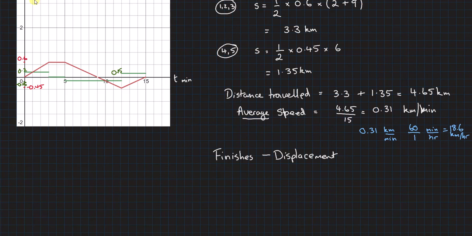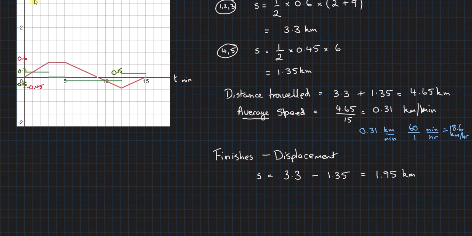So where we finish is a displacement, and that's the difference between these two. So our final displacement S is the 3.3 away, subtract the 1.35 we came back. So the 3.3, which is the area under here, minus this 1.35. And that gives me 1.95 kilometres away.